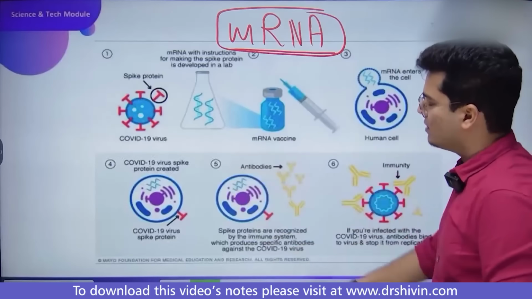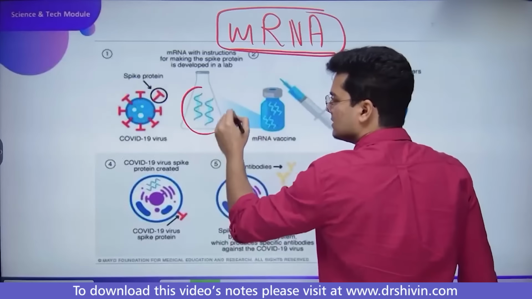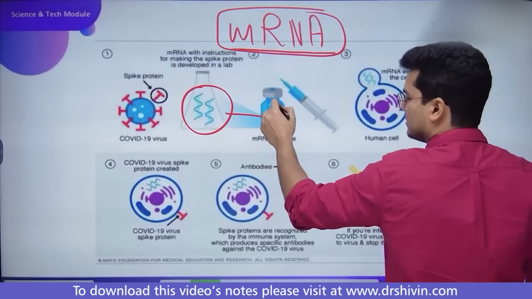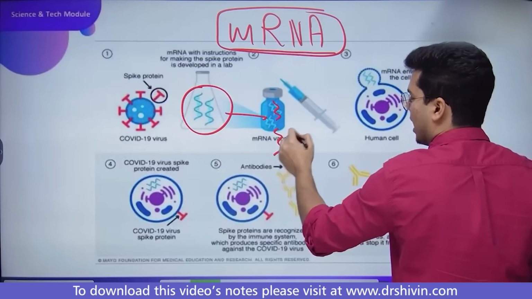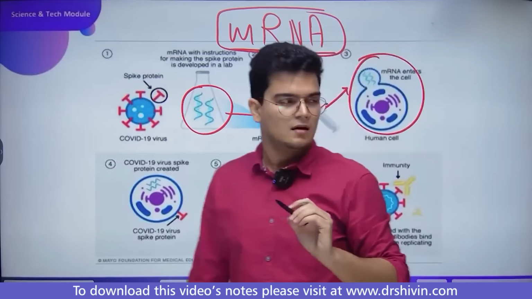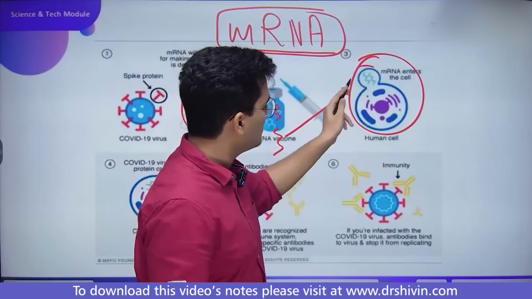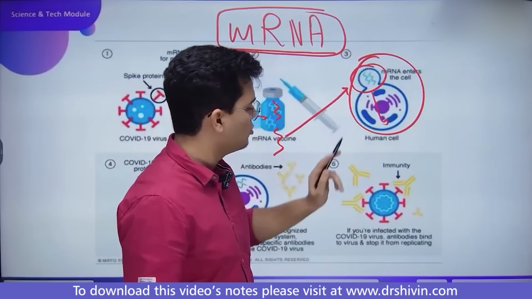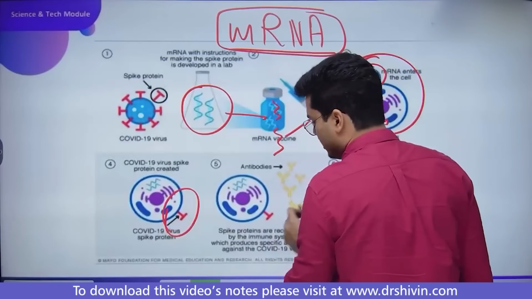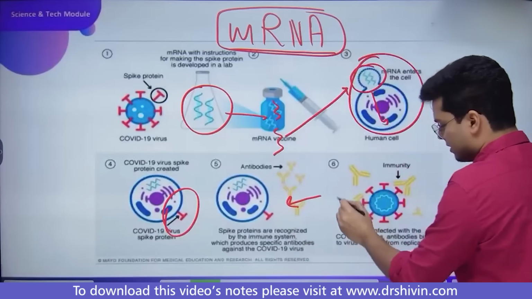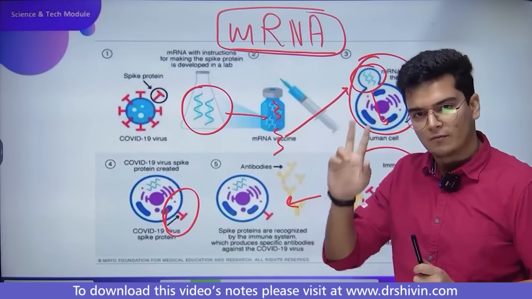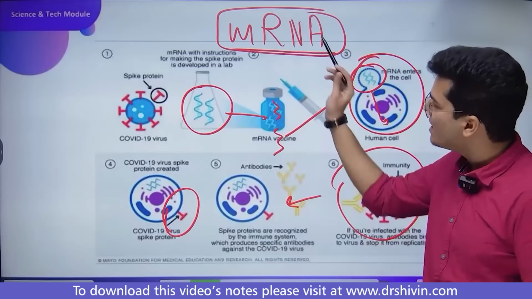Second type of COVID-19 vaccine is mRNA vaccine. What am I doing here? I am taking the mRNA that codes for the spike protein. Then I am taking this mRNA and infecting the human cell. I am coating this mRNA with a lipid and letting it come inside the human cell. What will happen? The human cell will start making spike protein, antibodies will hit, and immunity is developed. Second type of COVID-19 vaccine is mRNA vaccine.